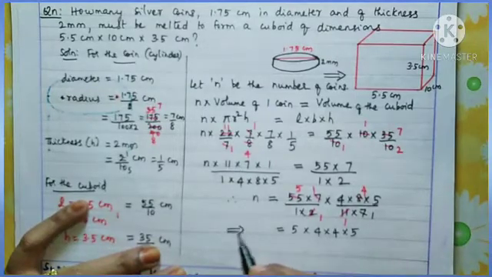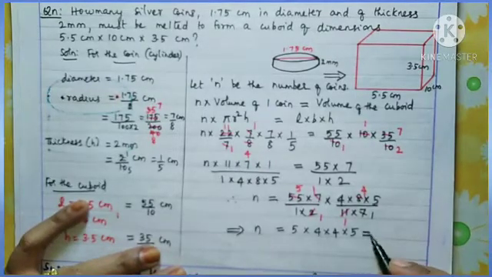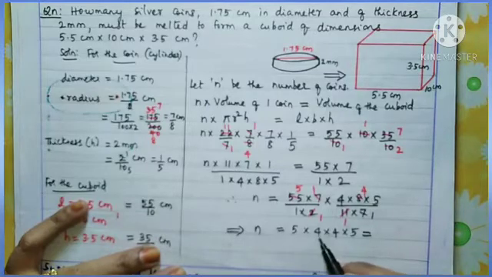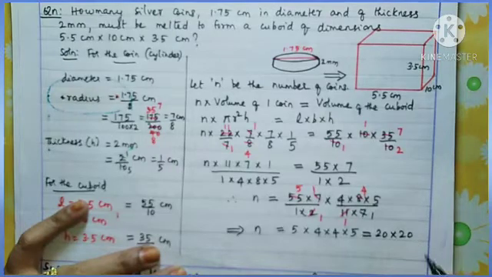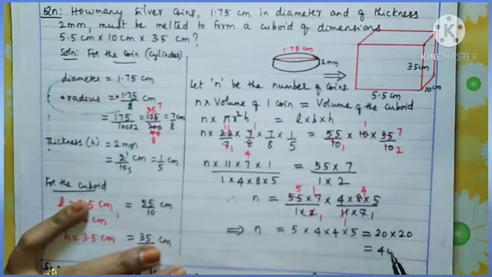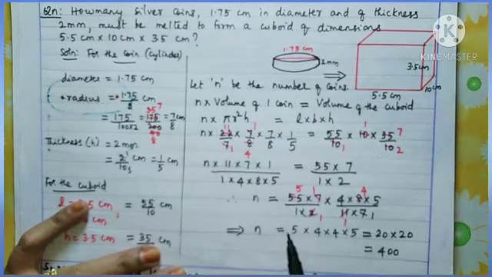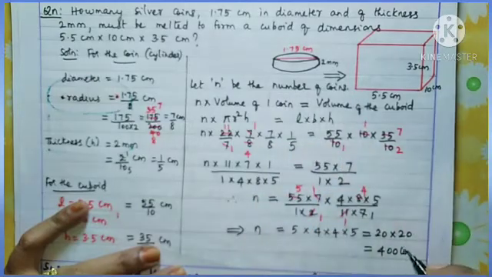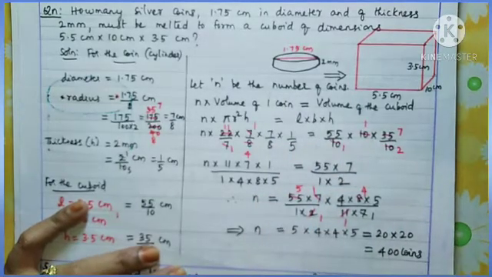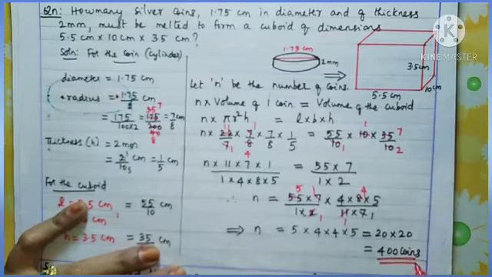Okay, so this implies n, we got this. Now it is easy to calculate. What is 5 4s? 20. Again 4 5s are 20. What is 20 into 20? Square of 20? 400. Okay, what is the meaning of this 400? N. And what is n? Number of coins. So this 400 coins is our required answer.